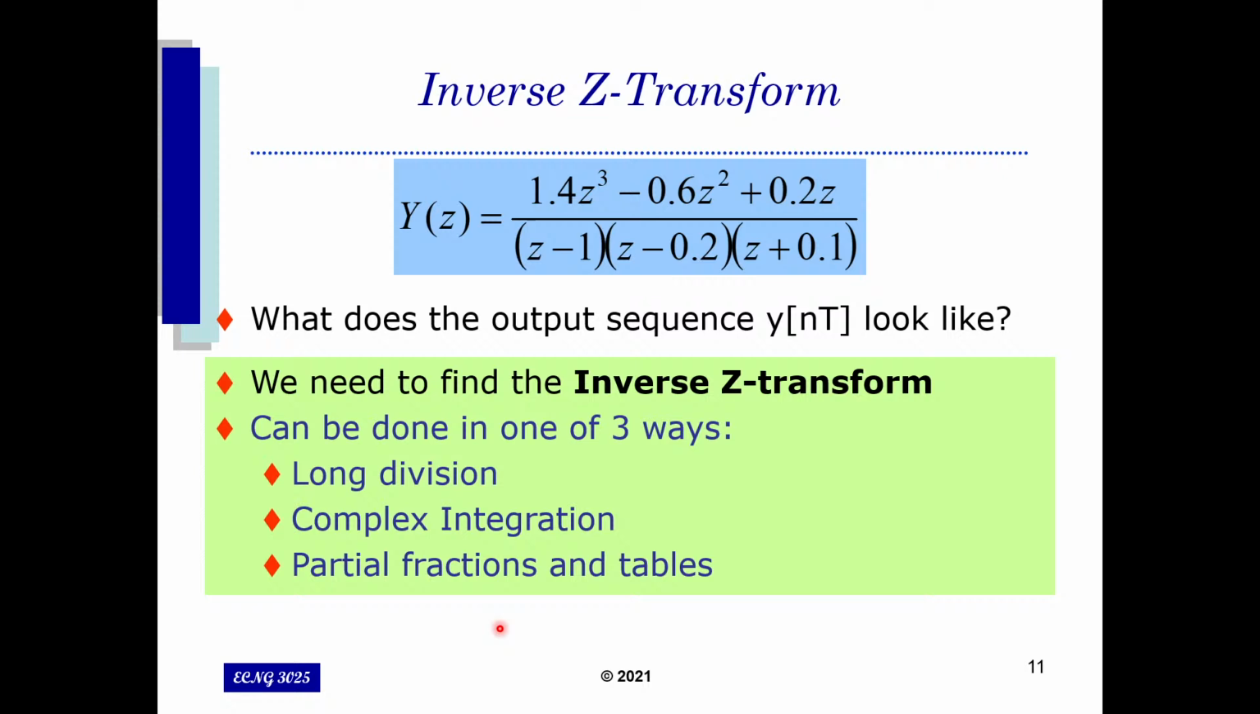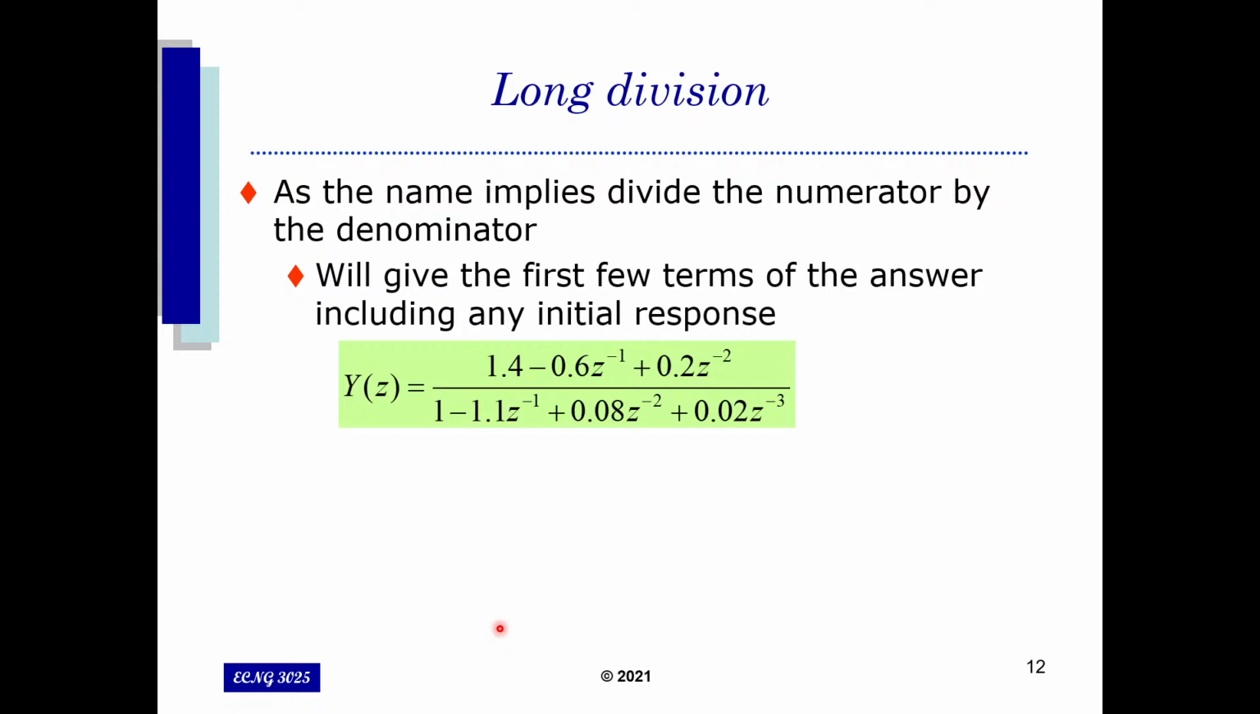So we look at each one of these in turn. For long division, it basically means you need to divide the numerator by the denominator up to a certain term when you're evaluating the quotients in the long division formula. So if we expanded out our Y(z) equation, we have it in descending powers of z here.